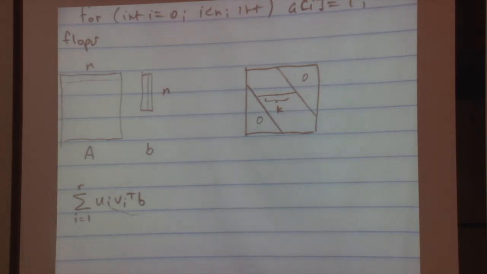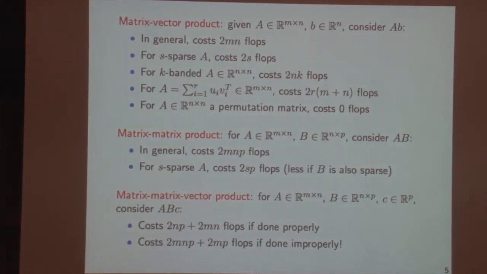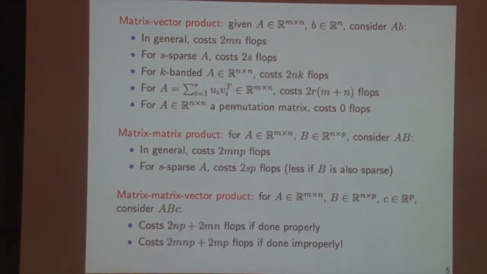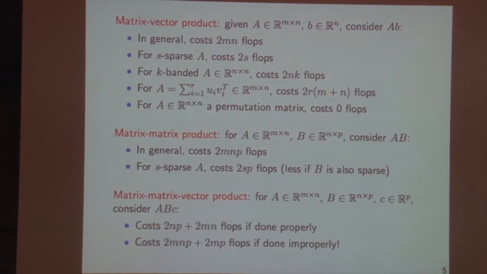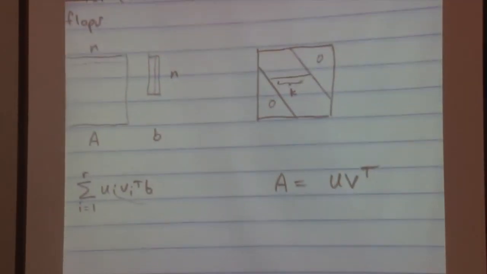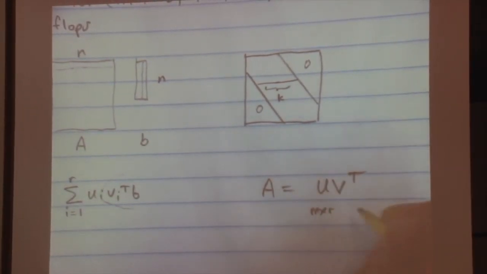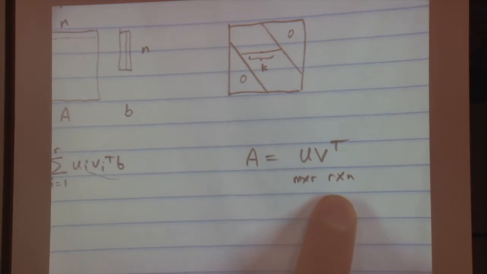This 2 times r times the sum of m plus n is going to be a lot smaller than 2mn if r is a lot smaller than m or n. So low rank matrices we can multiply quickly if we have factored them. Another way of saying that A is the sum of ui vi transpose is saying that A is equal to u times v transpose for some matrices u and v, where u is m by r and v is r by n.